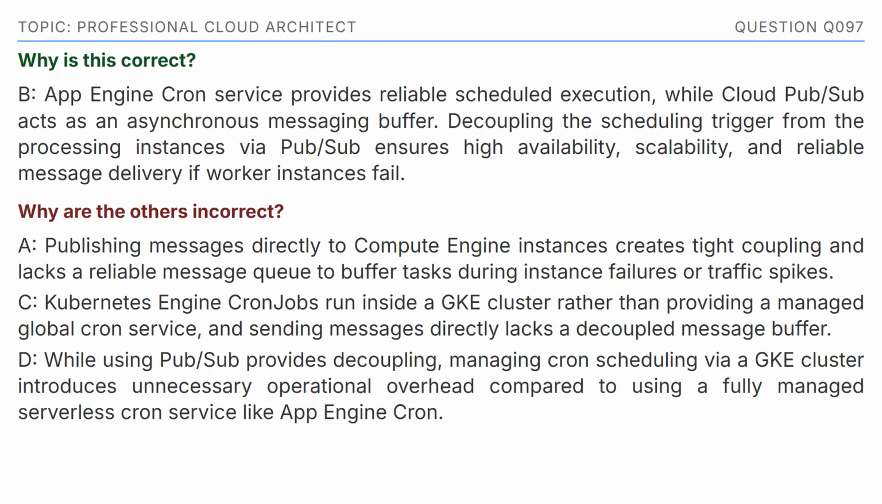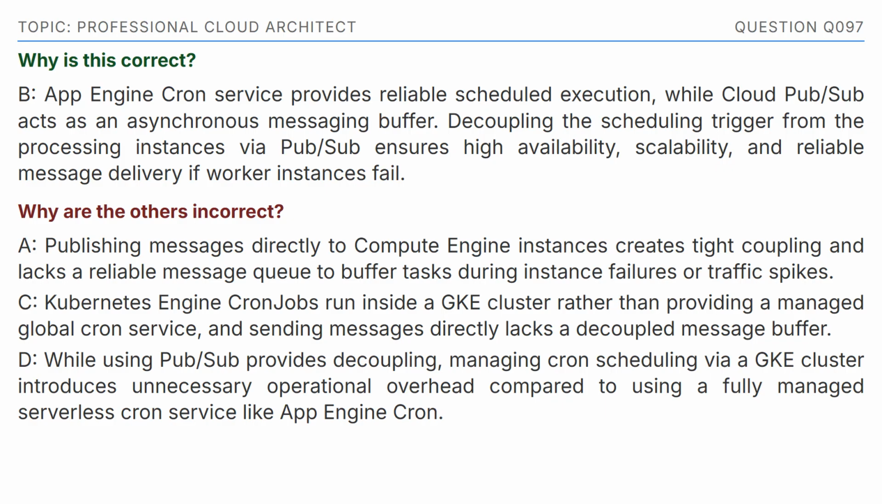B. App Engine cron service provides reliable scheduled execution, while Cloud Pub/Sub acts as an asynchronous messaging buffer. Decoupling the scheduling trigger from the processing instances via Pub/Sub ensures high availability, scalability, and reliable message delivery if worker instances fail. Why are the others incorrect?